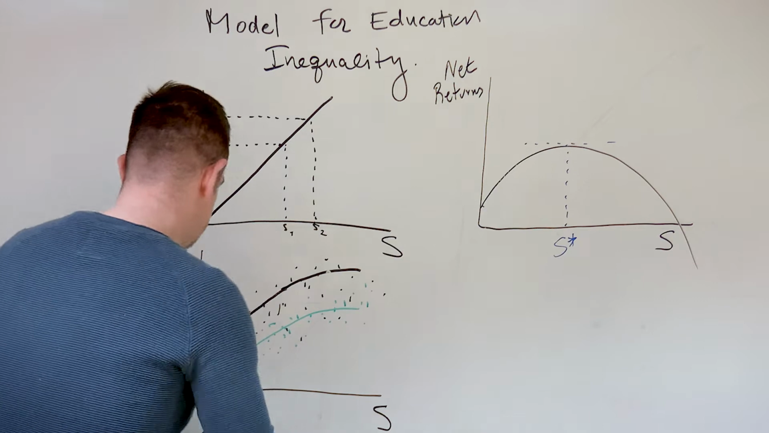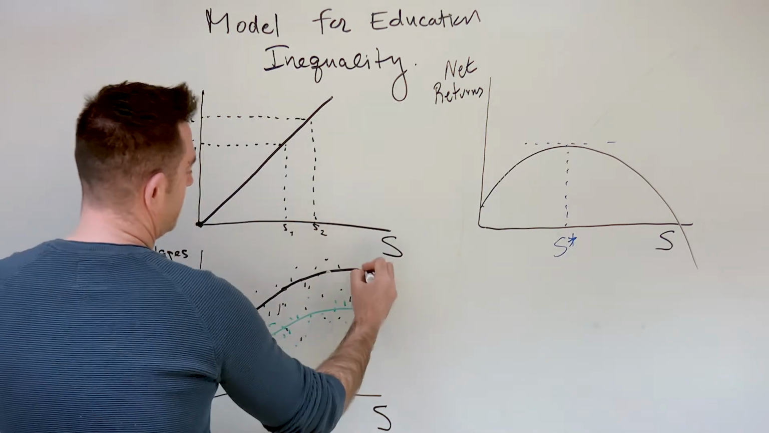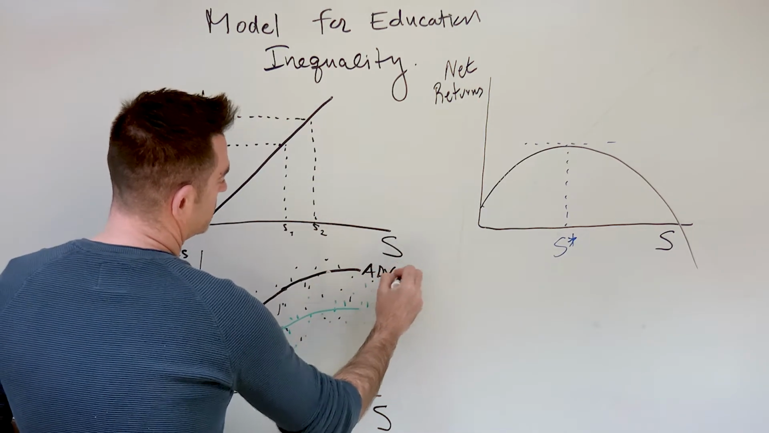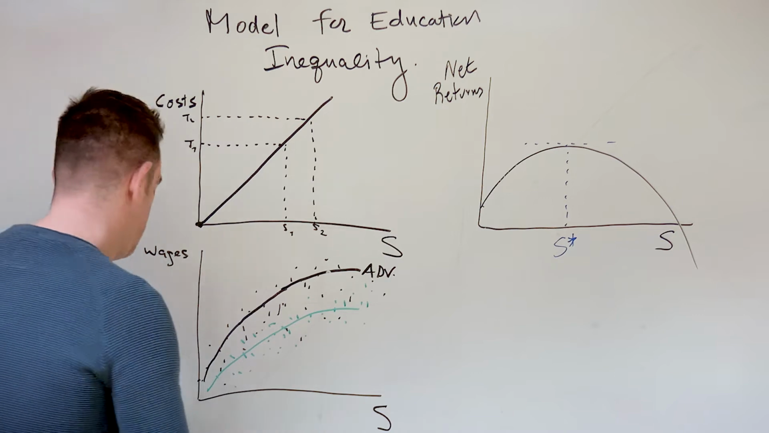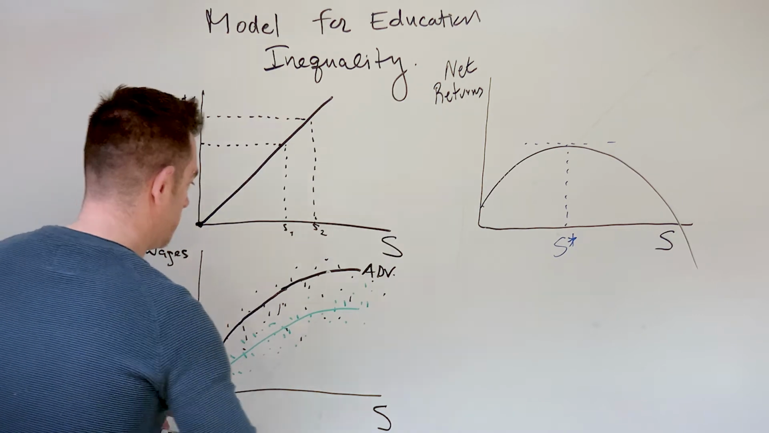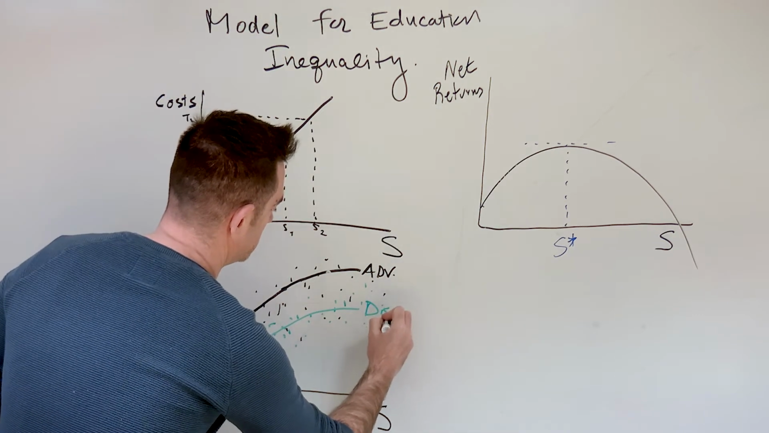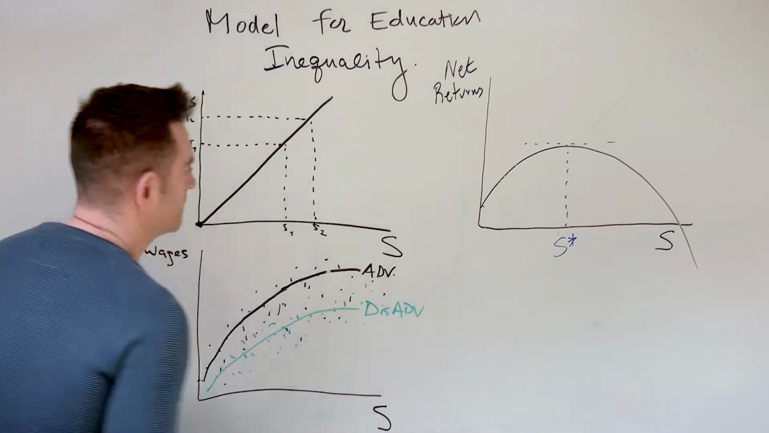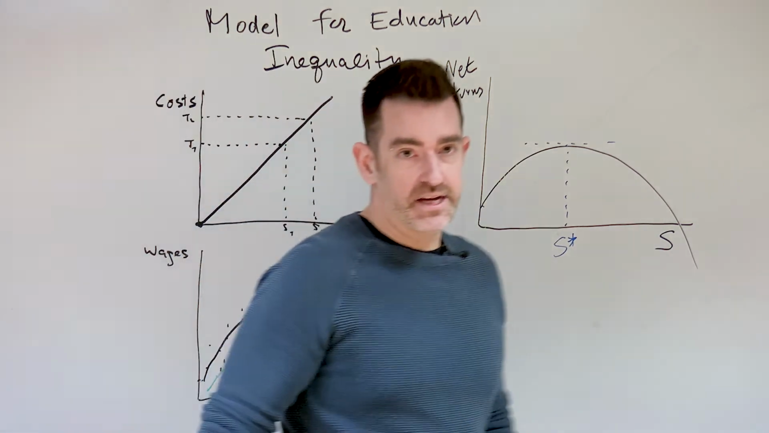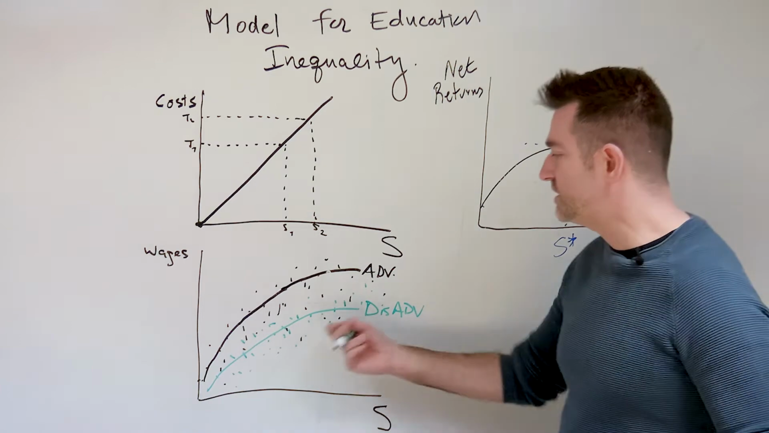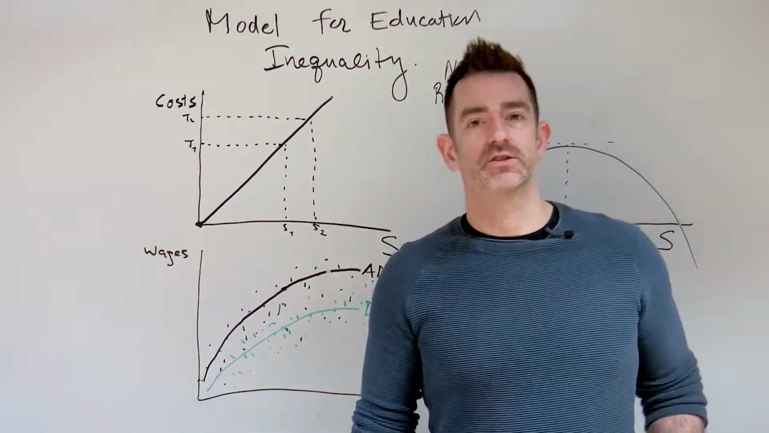And we can even just write that here. Let's say advantaged students. And here we'll call this disadvantaged students. All right, we're going to do the same exercise. Where is the optimal amount of schooling going to be for the disadvantaged students?